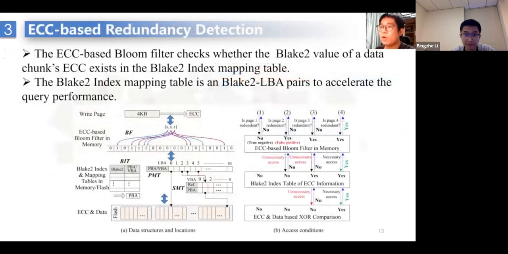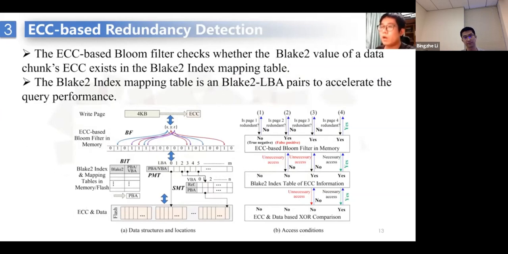EAD relies on four data structures to identify data similarity and eliminate the redundant data chunks, namely the ECC-based group leader, the Blake2 index table, the primary mapping table, and the secondary mapping table. The ECC-based group leader is constructed and stored in main memory to check whether the Blake2 value exists in the Blake2 index table.